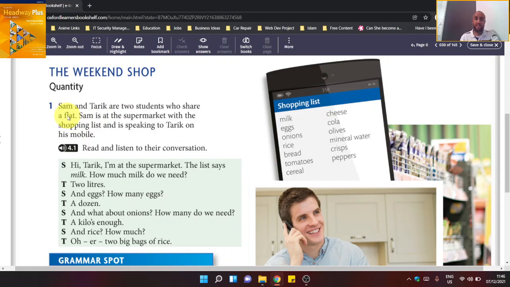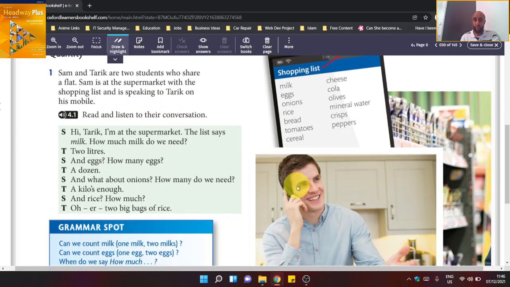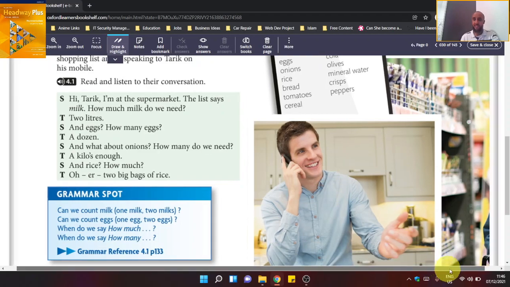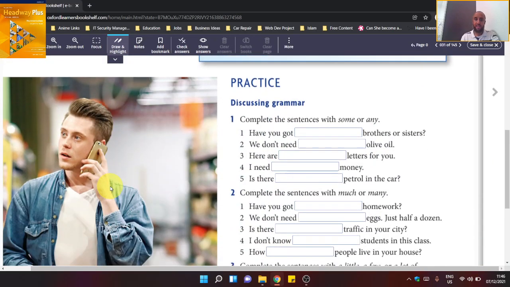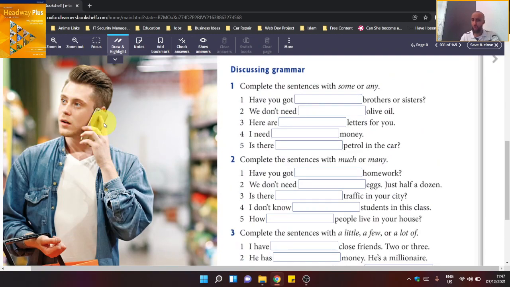They live together, basically as friends. Sam is at the supermarket with the shopping list. So what's the shopping list, guys? If you look to your right, this is the mobile phone here. This is the shopping list. They are talking to each other on the phone. So this is Sam, and Sam is talking to this gentleman, Tariq. Although I'm not sure if this guy looks like a Tariq, but let's give him that. So this guy's Tariq.